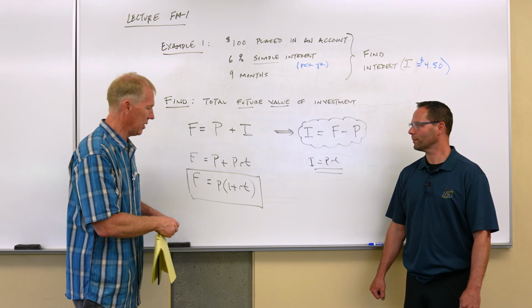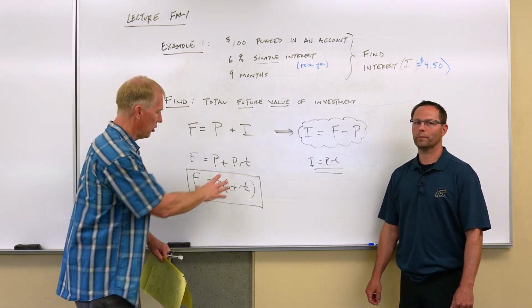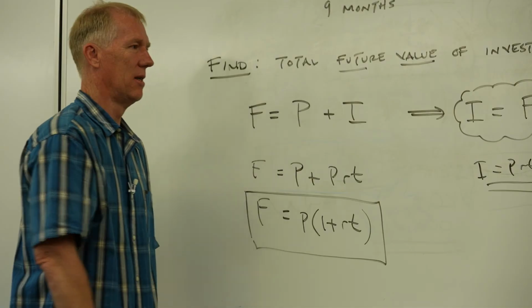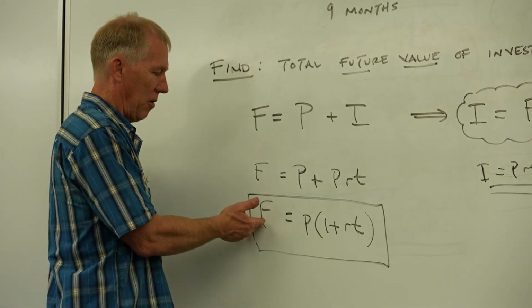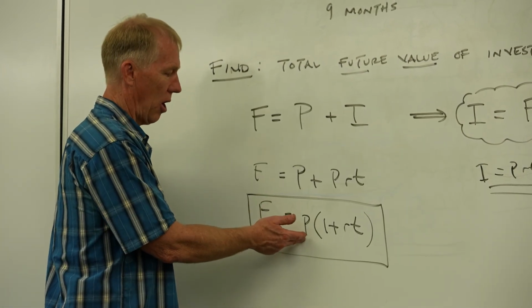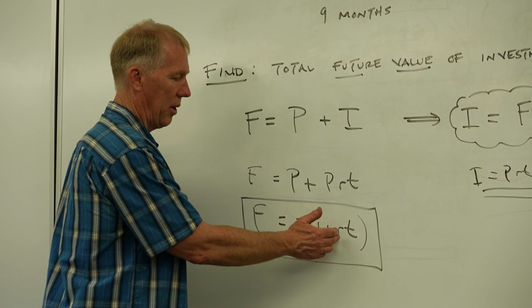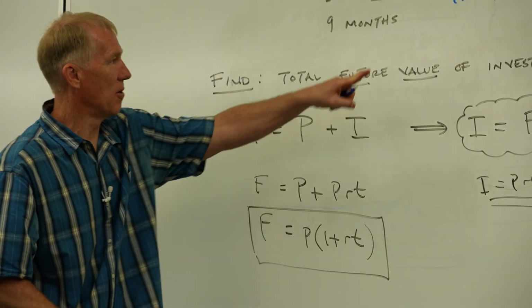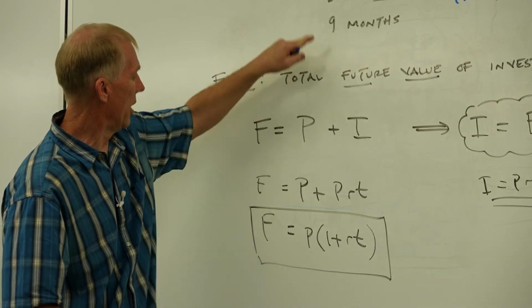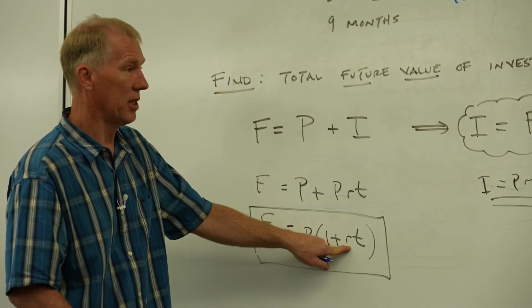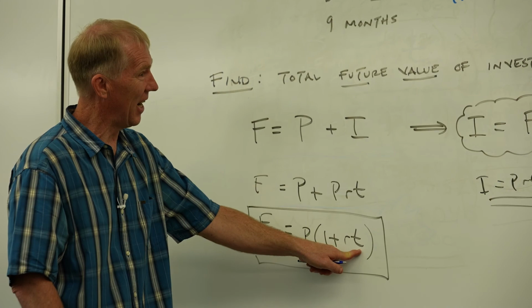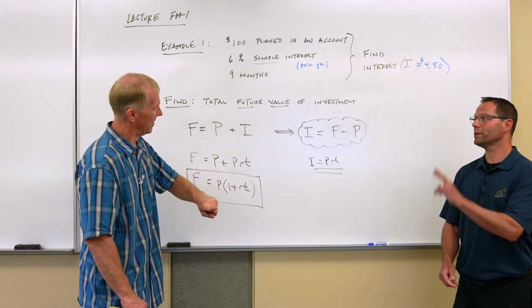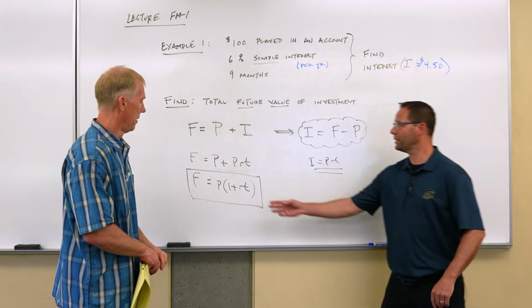And what I want you to notice is it's our second simple interest formula. There's no I in this formula at all, is there, Pete? It's kind of cool. Yeah, it says that the future value is the principal that you start with times the parentheses 1 plus RT. And in fact, we could have found our answer of 104.50 if we just would have put 100 in here, 6% in here, and 9 months in there. So instead of doing 2 steps for a problem, we could embed it into 1 step.